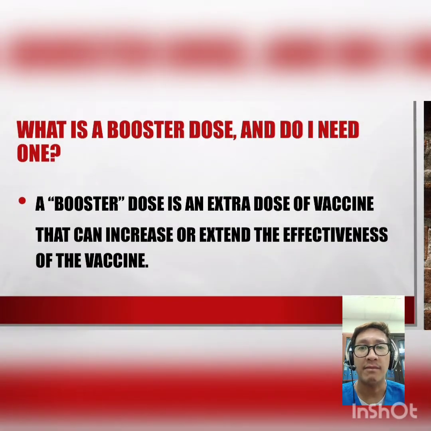What do we mean by a booster dose, and do we need to have a booster dose? A booster dose is an extra dose of vaccine that can increase or extend the effectiveness of the vaccine. Most healthy people do not need a booster dose, but a blood test can be performed to check your immunity and decide if a booster dose of vaccine is necessary.